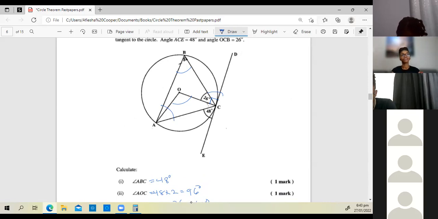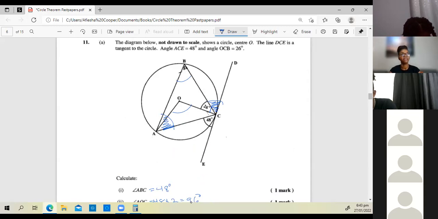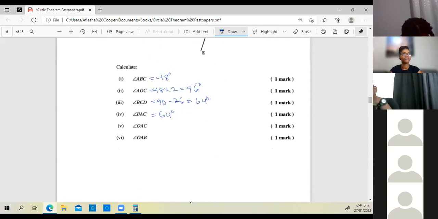BAC. How much is that? Miss, I got 64, interior opposite. 64. Exterior, interior, here. Anyone else want to debate anything and say what they got? Miss, I got 64 too. Very good. Yes, miss. Exterior angle is equal to the interior opposite.